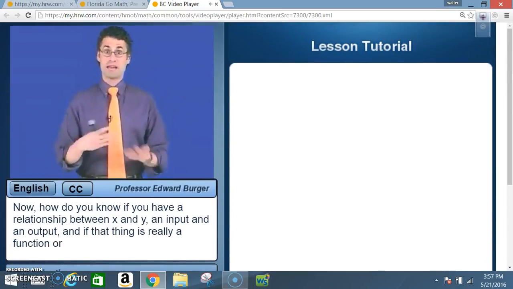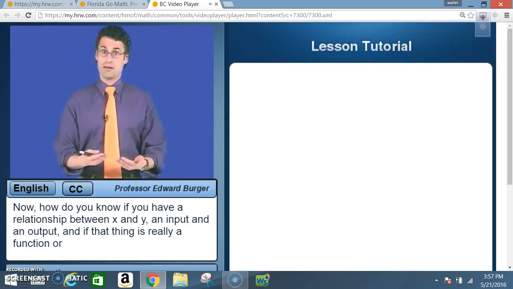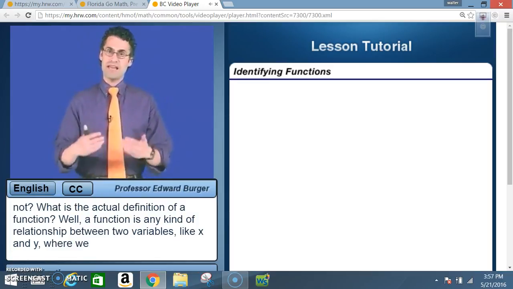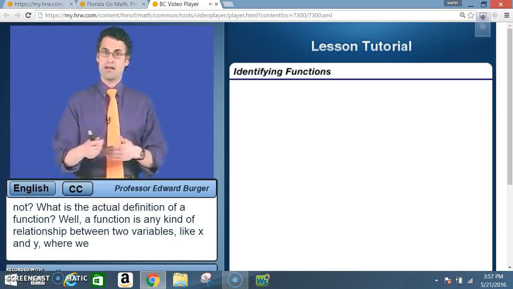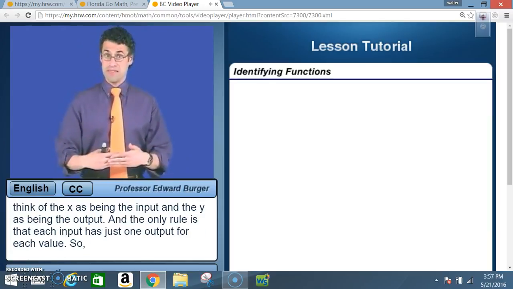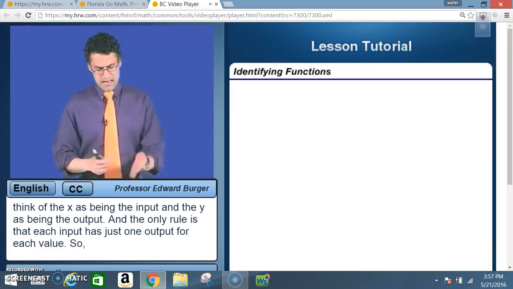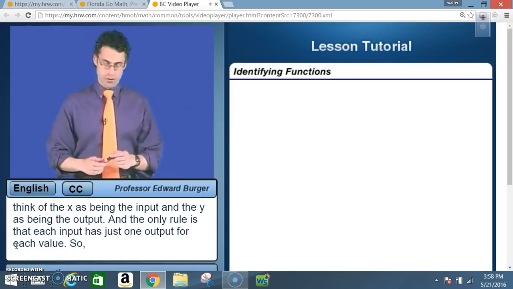have a relationship between x and y, an input and an output, if that thing is really a function or not. So what is the actual definition of a function? Well, a function is any kind of relationship between two variables, say like x and y, where we think of the x being the input and the y as being the output, and the only rule is that each input has just one output for each value.